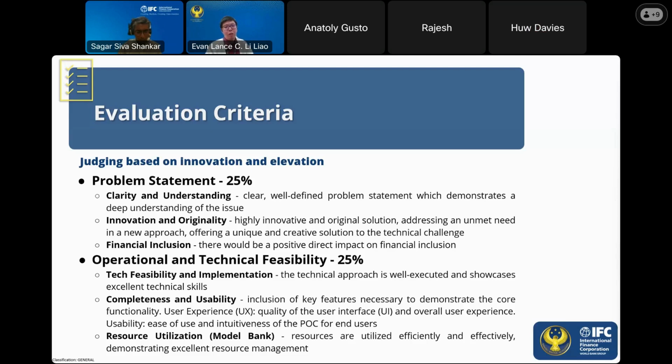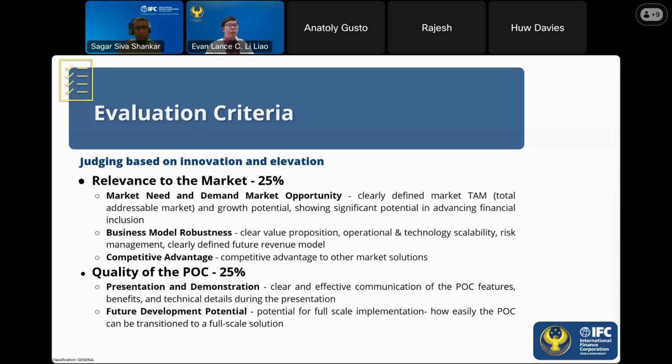So how efficiently was the model bank used for this particular proof of concept? The next two criteria involve the relevance to the market. So is there a need for this particular product? Is the total addressable market clearly defined? And is this something that can grow?